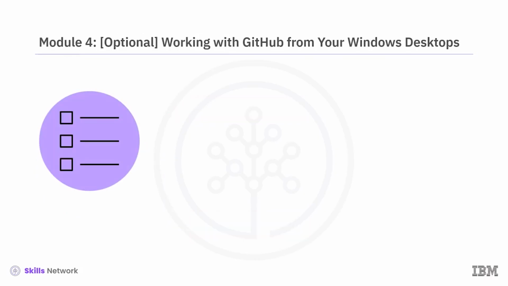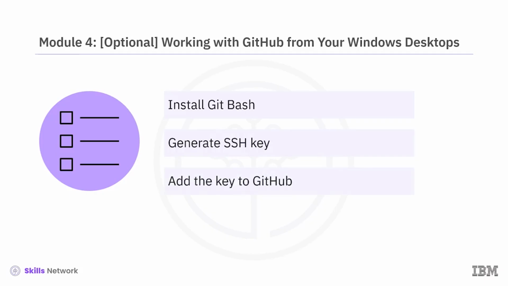In the final module, you'll explore optional topics on using GitHub from your Windows desktop. You will learn to install Git Bash, generate an SSH key, and add it to GitHub.